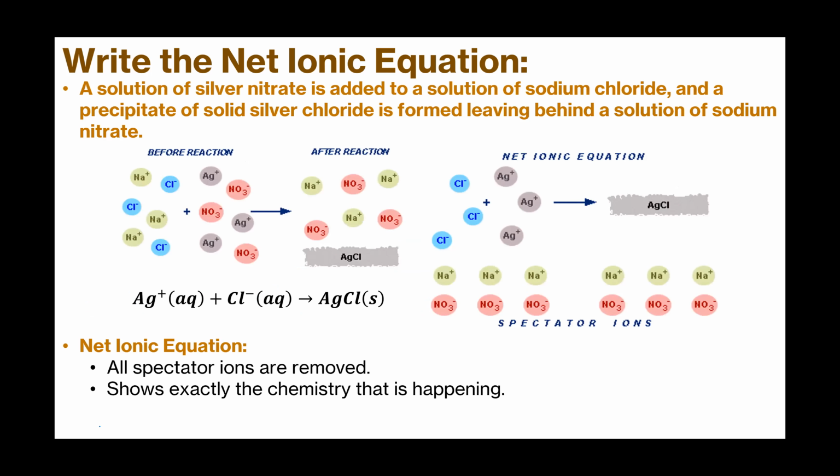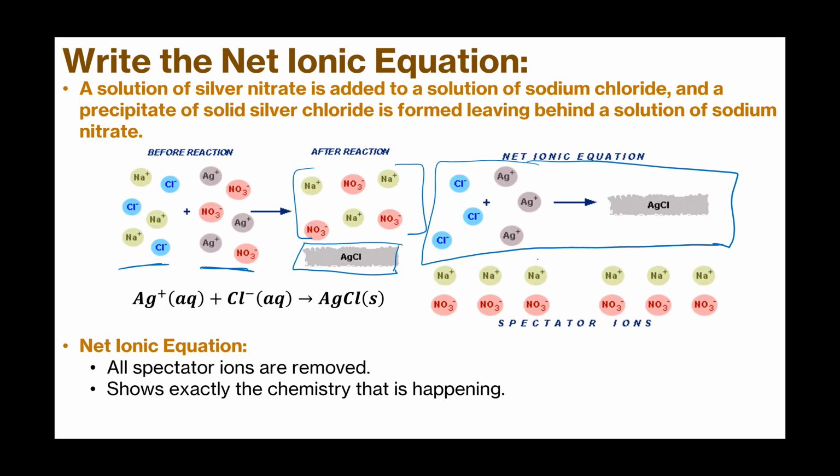Okay, all right. So this is just a pictorial example of what we did, right? We took a bunch of sodiums and chlorides, mixed them together with silvers and nitrates. We got a silver chloride precipitate on the bottom, and we have sodiums and nitrates left over. So the net ionic equation is the stuff that did the reaction, and the spectators are what's left over. Okay, just gives us an idea of what's going on.